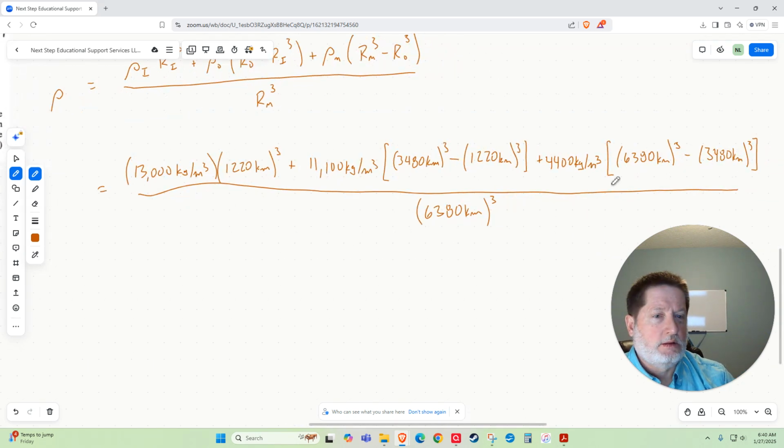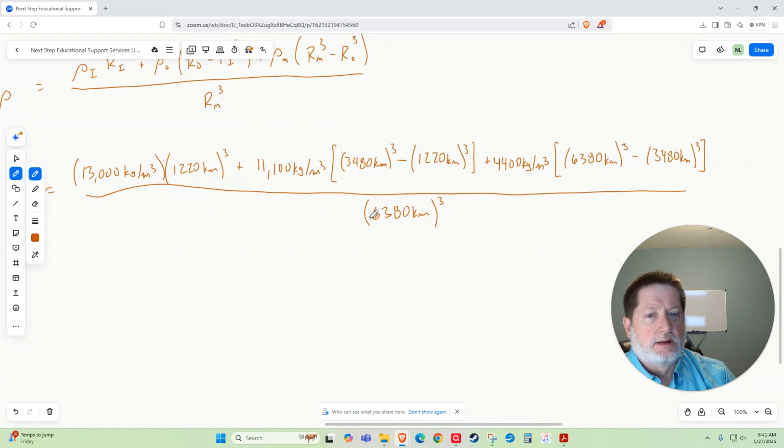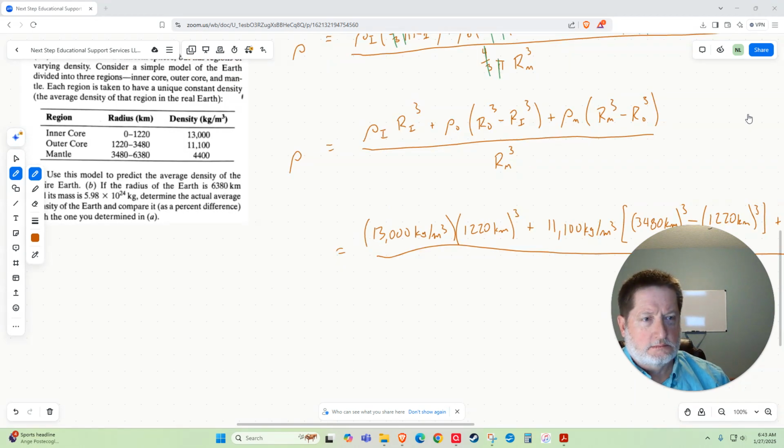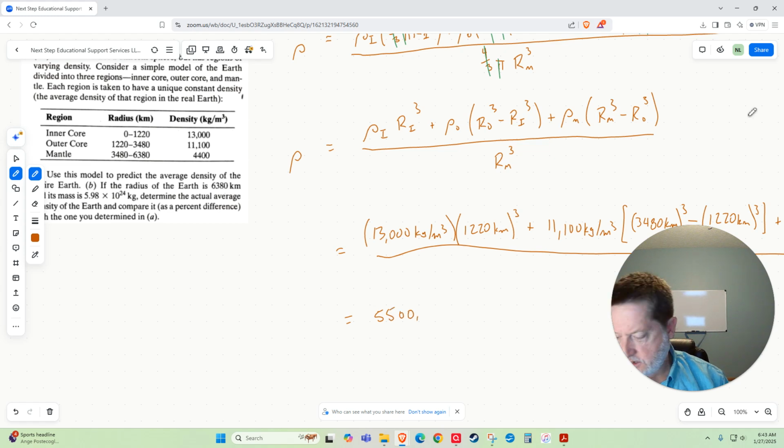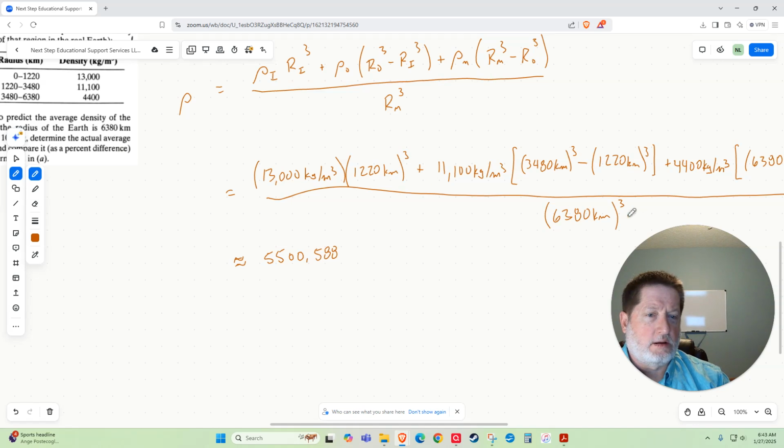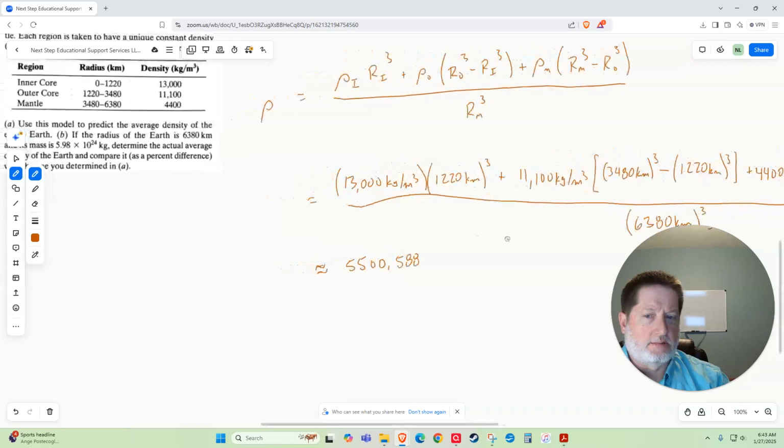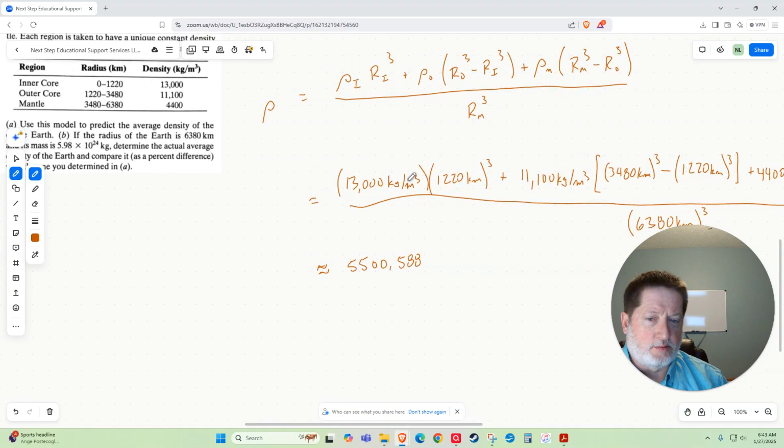So go and pick up your trusty calculator, go through these numbers, and see what you get. Okay, once you complete that calculation, you should get a number in the vicinity of 5,500.588. Again, this is approximate. And again, because of all of our cubic kilometers canceling, we're left with kilograms per cubic meter.